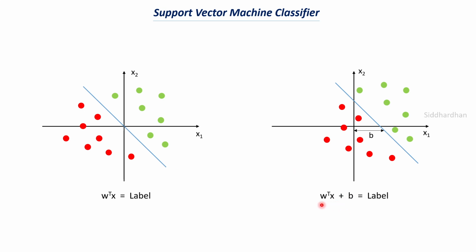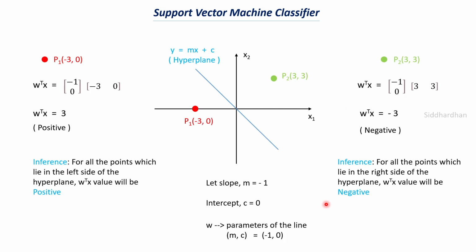So this is how the equation of this particular straight line looks like: w transpose x plus b, which is similar to y is equal to mx plus c format, right? So it is similar to it. And one more thing, it's not that if a point lies on the left side, it will be positive, and if it lies on the right side, it will be negative. So that is not a general case.